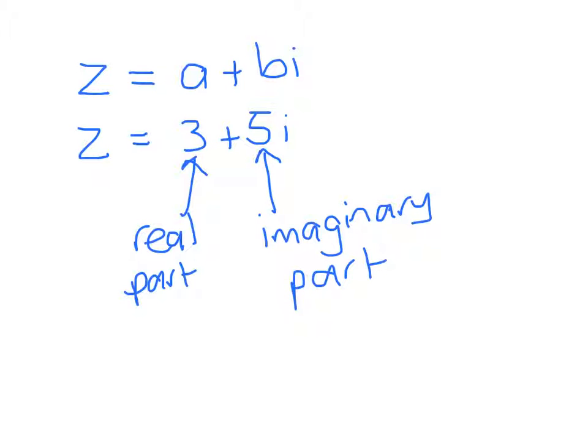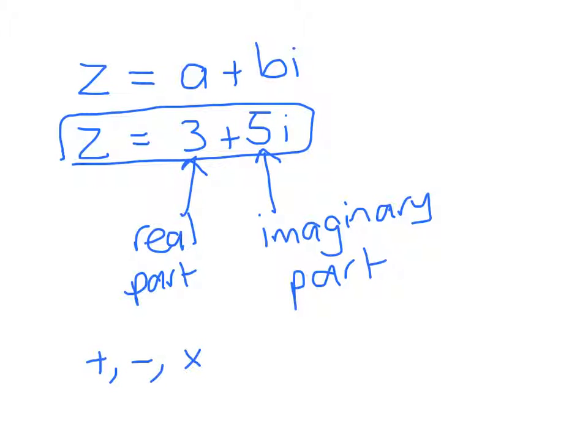Now there's another form of writing that same number, but we're just going to start with this version. So we call this the real imaginary form of complex numbers. What I'm going to do now is show you how the first three basic operations of addition, subtraction and multiplication work with complex numbers. So we'll do that on the next slide.